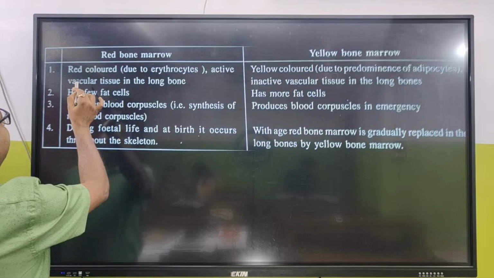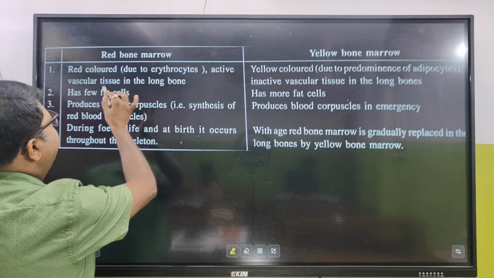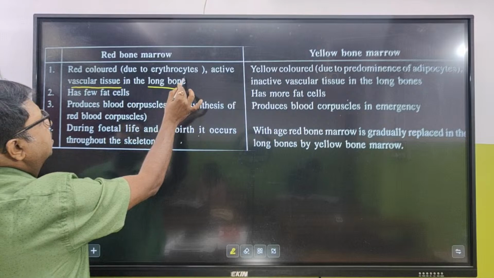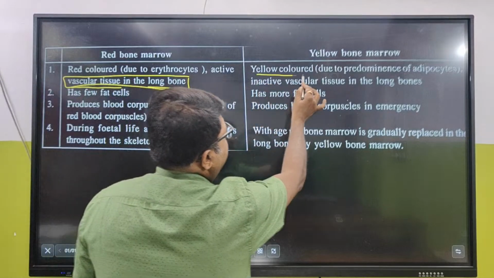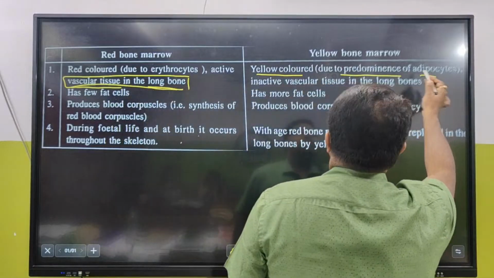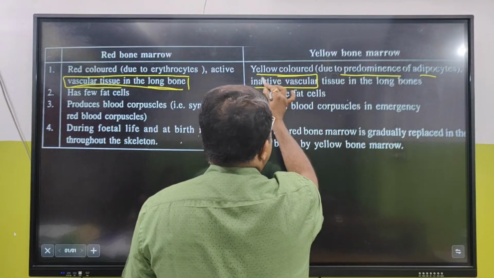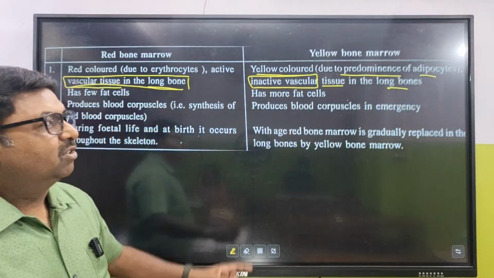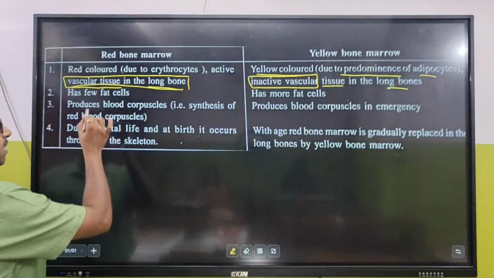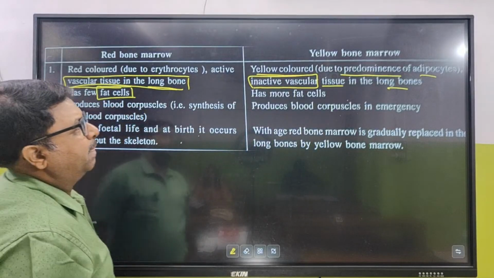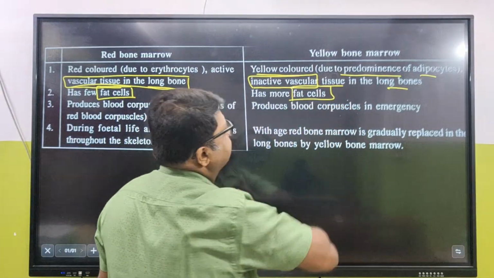Red bone marrow is red colored due to the erythrocytes. Active vascular tissues, mind you, in the long bone. What does vascular tissue mean? They have got blood vessels. Yellow is colored due to the production of what? Adipocytes. Inactive vascular tissues in the long bones. So this is about yellow bone marrow. Red bone marrow has few fat cells and yellow bone marrow has more fat cells.